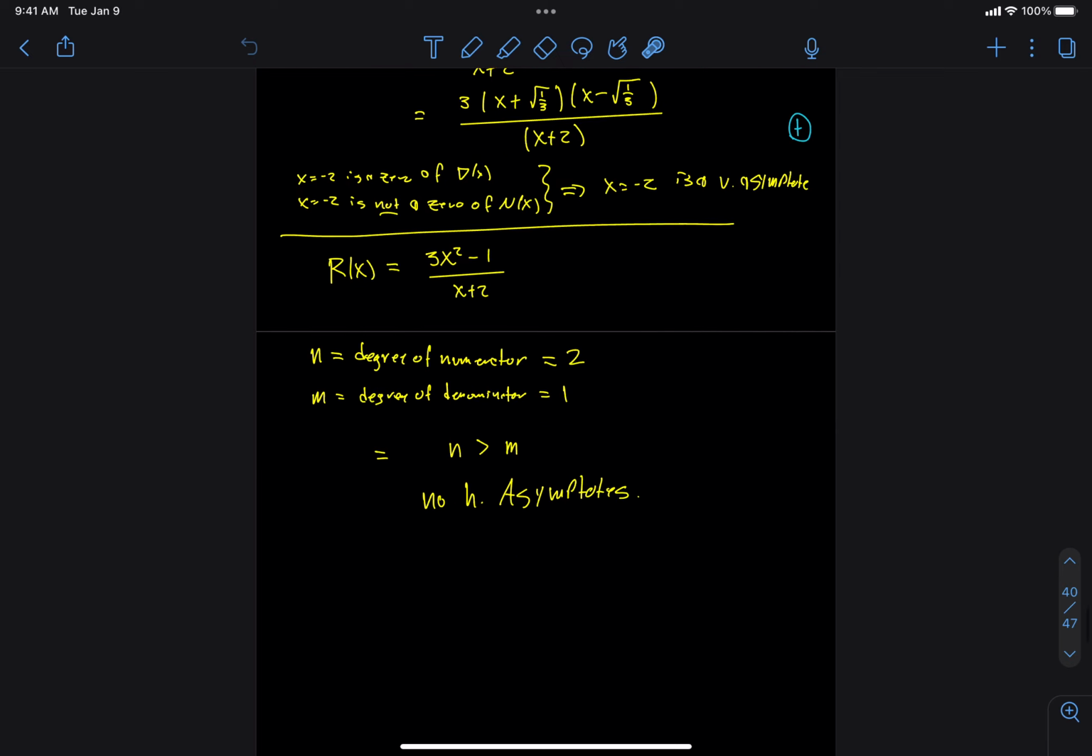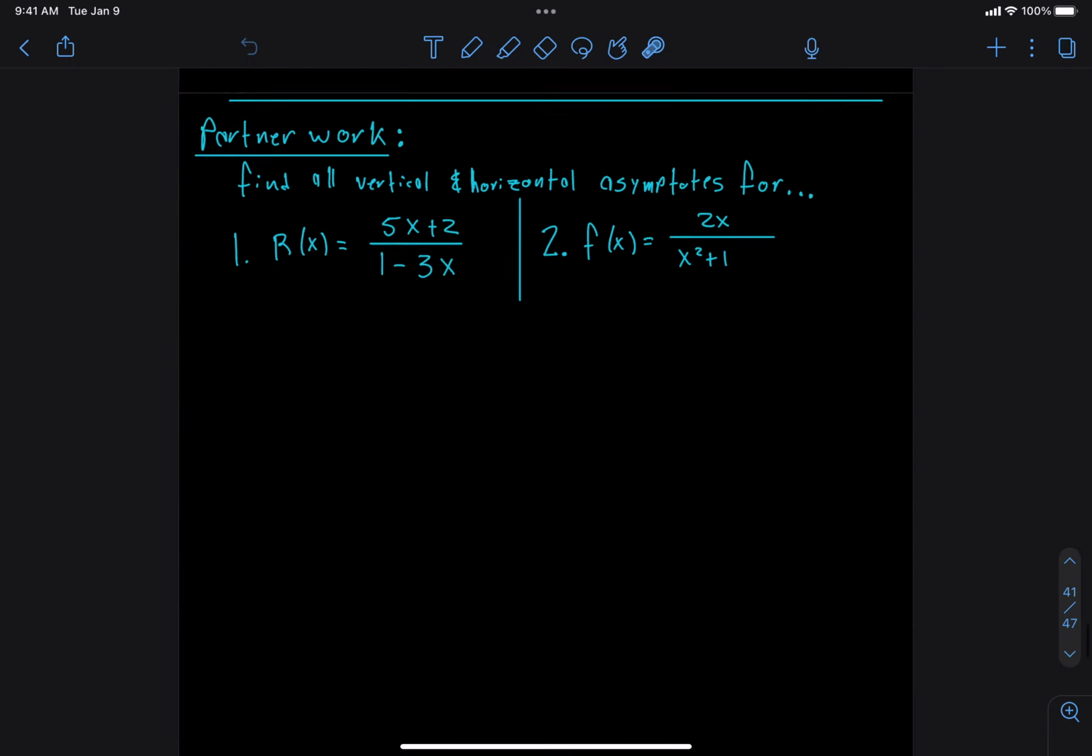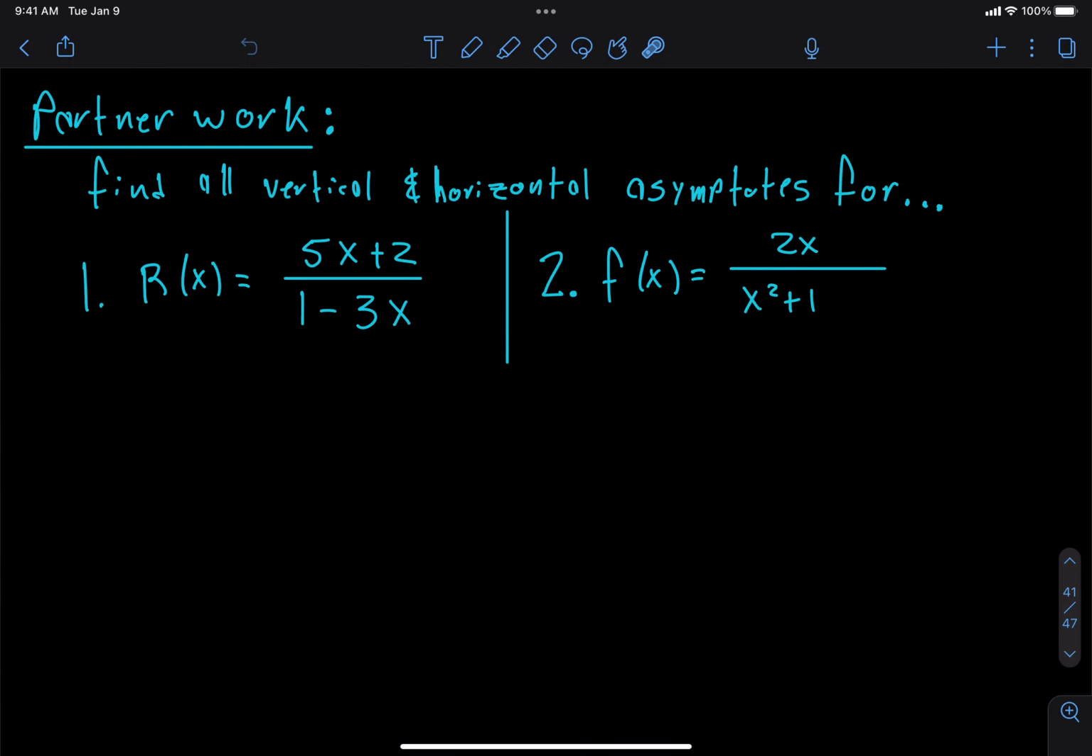Okay, then let's go ahead and work with a partner for a little while now. So what I'd like you to do is basically replicate this process for two different rational expressions. I'd like you to find all vertical and all horizontal asymptotes, if any exist. Spoiler alert, they do. Okay, so go ahead and work on that with a partner. I'll be floating around to help anyone that has some questions.